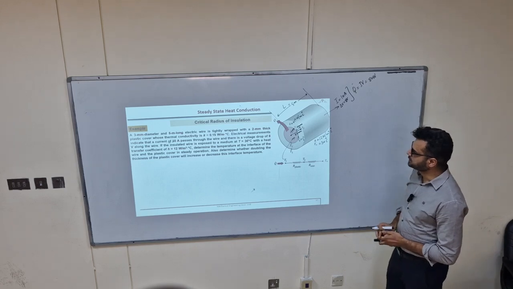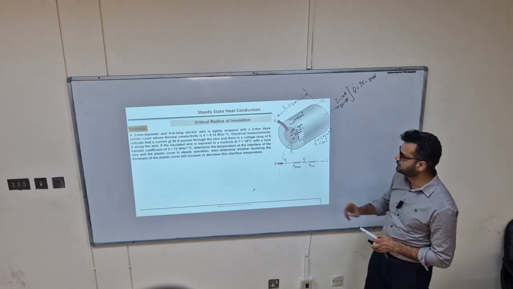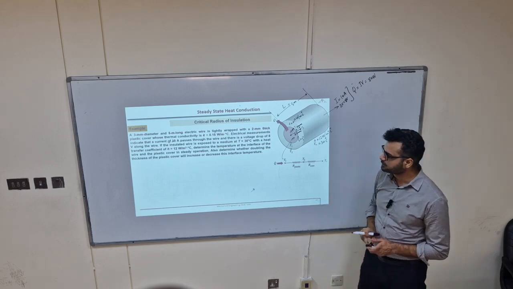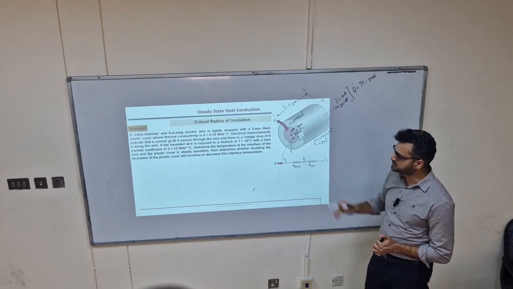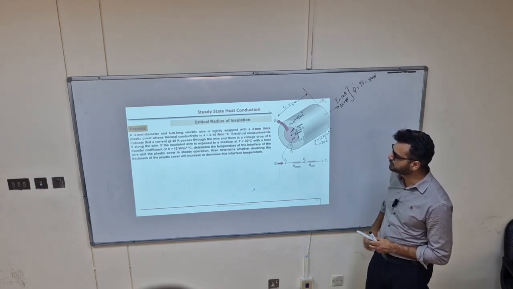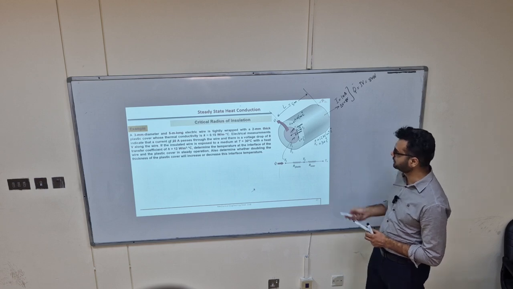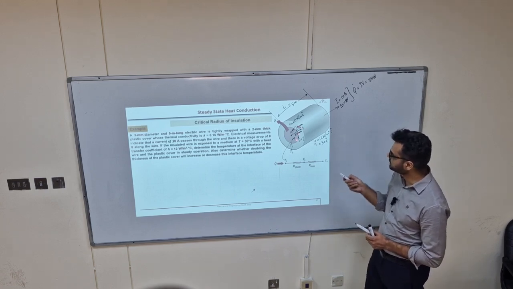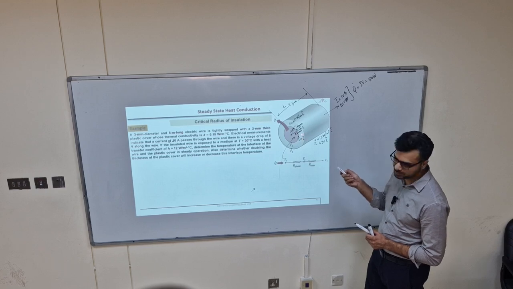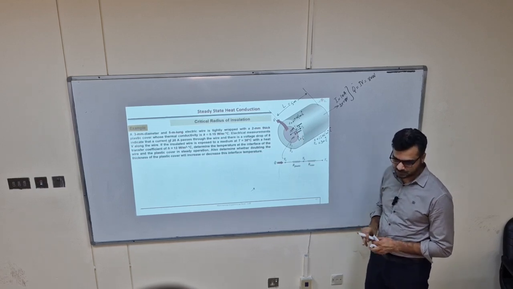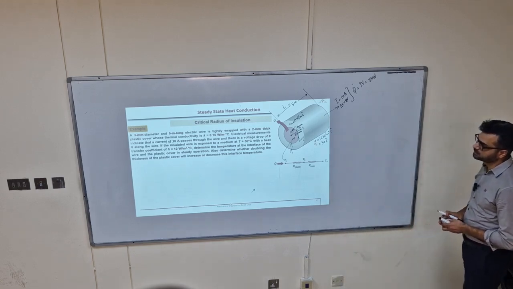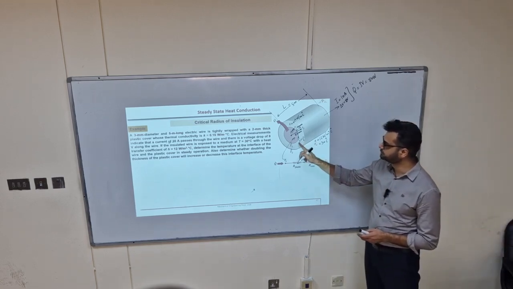All right. So what else is given? Determine the temperature at the interface, means T1, under steady state. Also determine whether doubling the thickness, if we double this thickness, whether this interface temperature will increase or decrease. So we need to find out. Okay. So first part is to find out this T1.